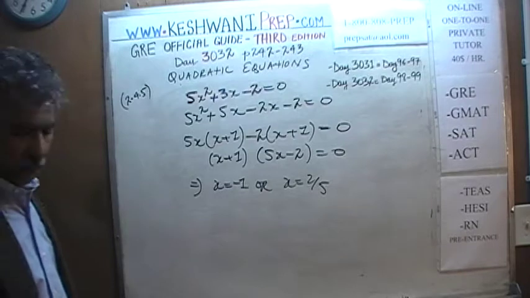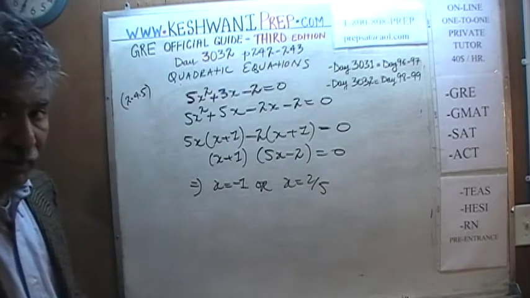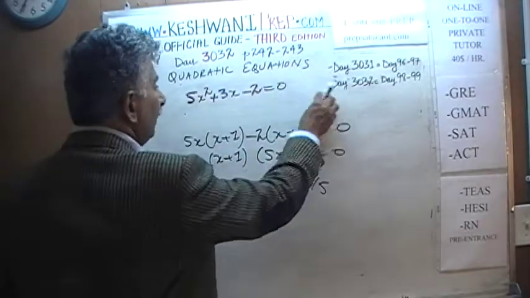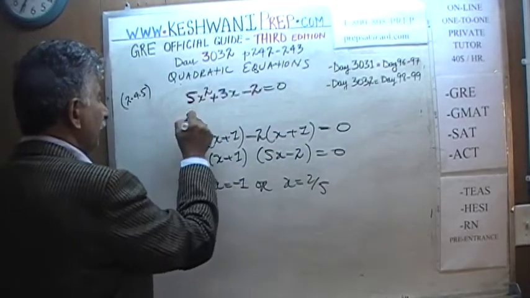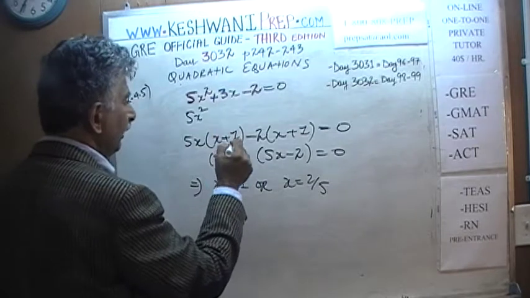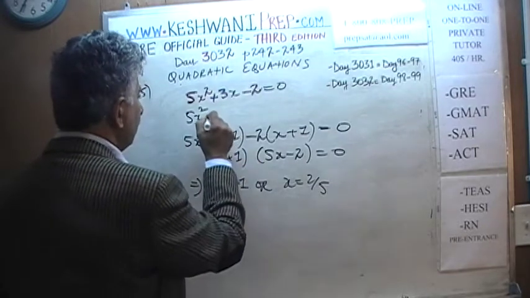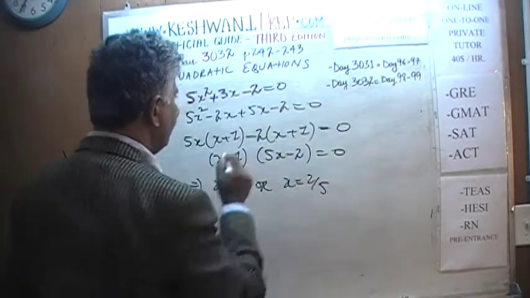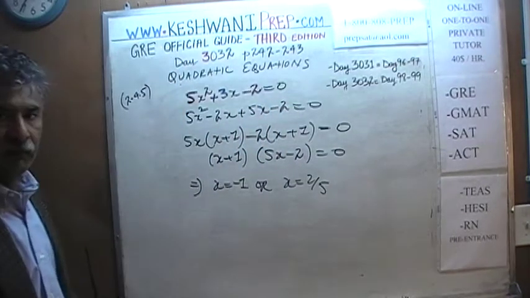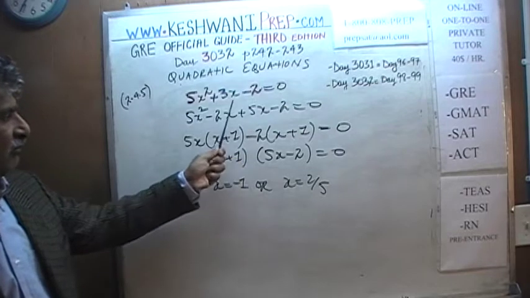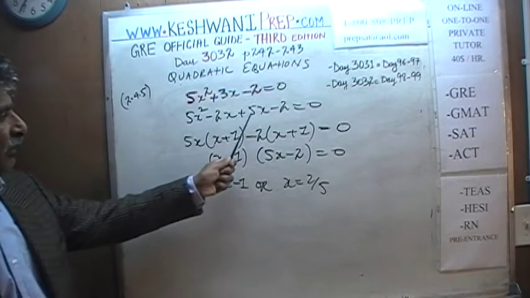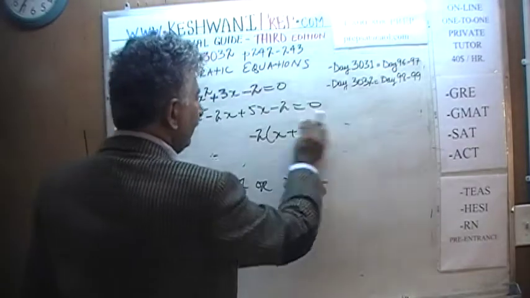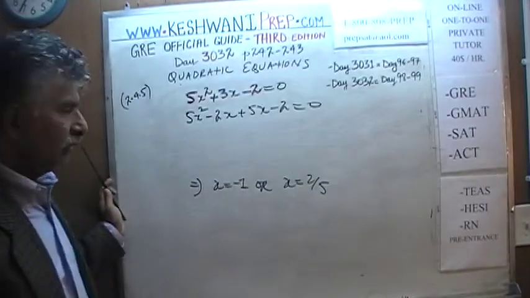That's it. Now, if we had written it in a different order, nothing would have changed. It doesn't have to be written in this order. We could have written it as 5x squared minus 2x plus 5x minus 2 is equal to 0, and it still would have worked out fine, because negative 2x and positive 5x is positive 3x, and negative 2 times positive 5 is negative 10, obviously. It's just going to appear in a different order.